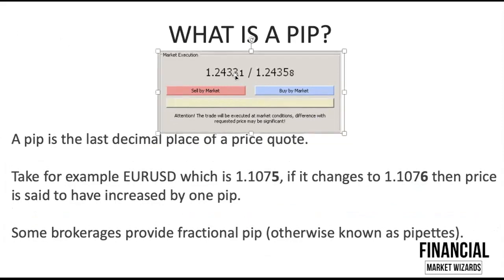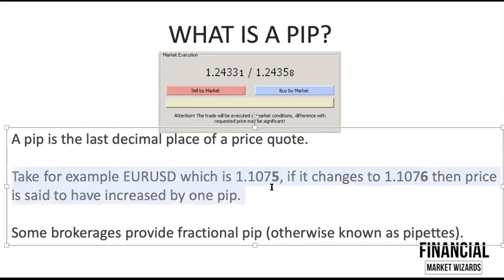So over here, we use back the same example of euro dollar. I'm sorry, that's not euro dollar. I can't recall what currency that is. Doesn't matter. Just take for example euro dollar instead. Let's say the code now is 1.1075. If it changes to 1.1076, then price is set to increase by 1 pip. So you can see in this case that it's basically just the last decimal point.